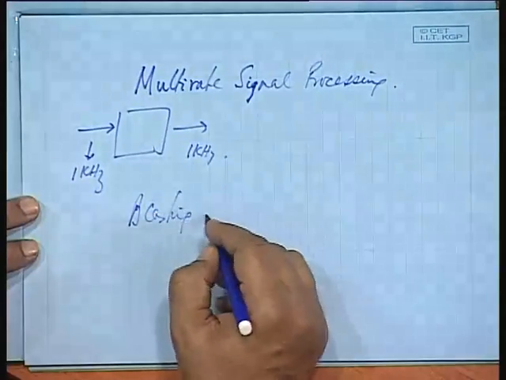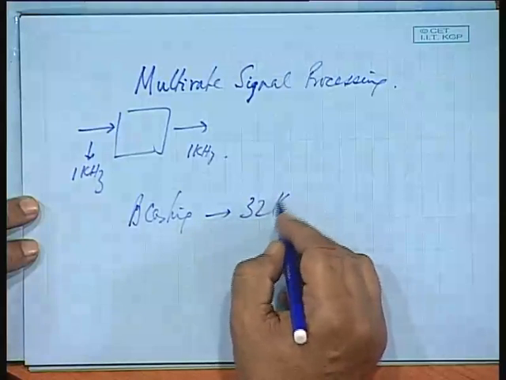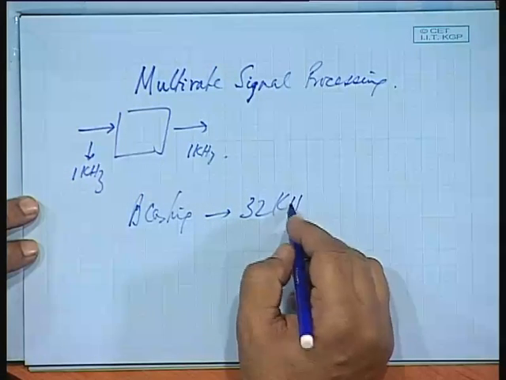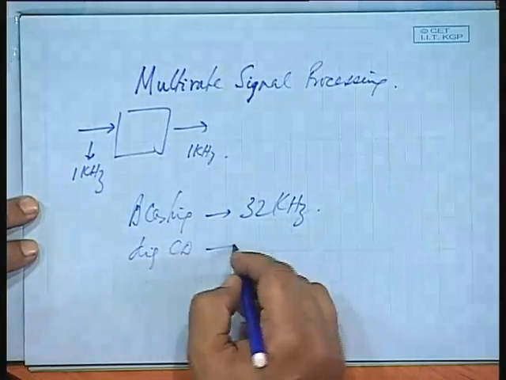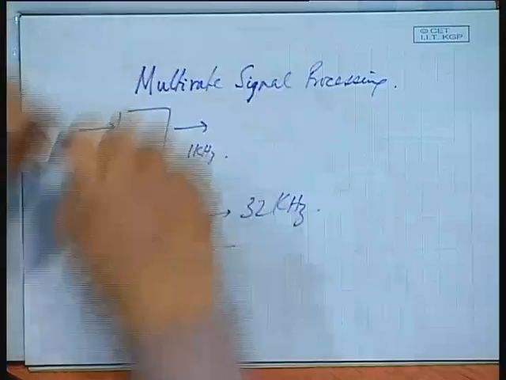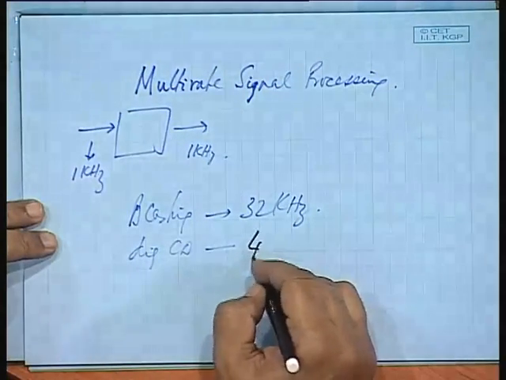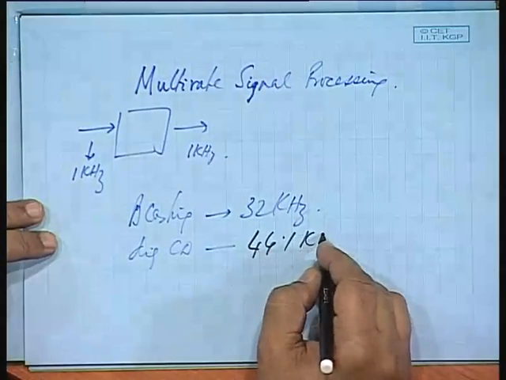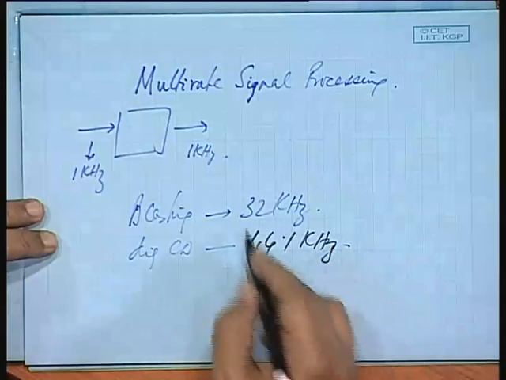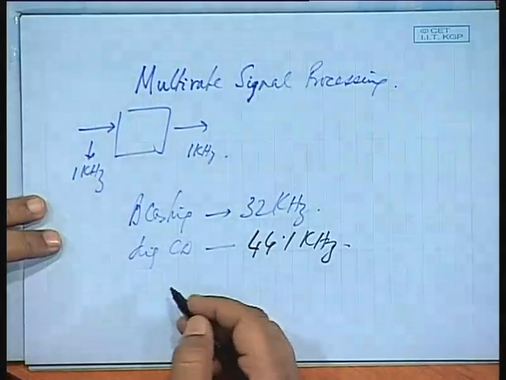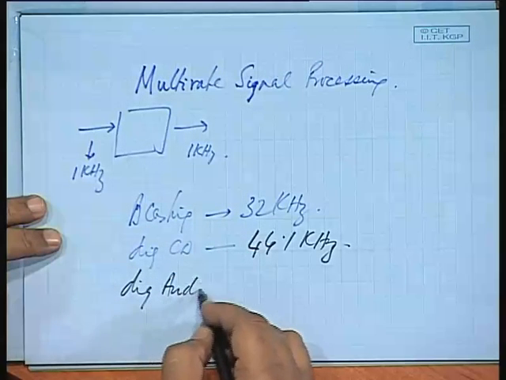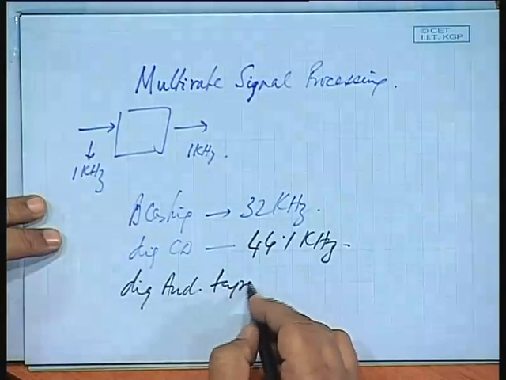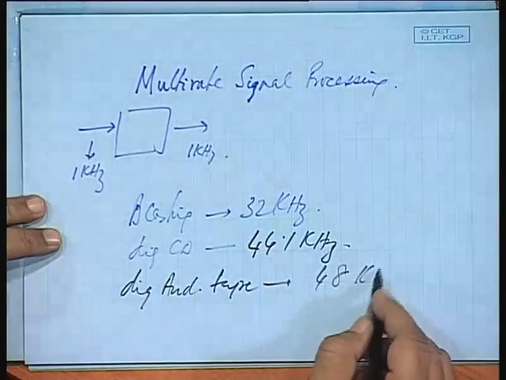In broadcasting, for example, the frequency is 32 kilohertz, whereas for digital CD it is 44.1 kilohertz. You can see the frequencies vary so much. And then digital audio tape, it is 48 kilohertz.